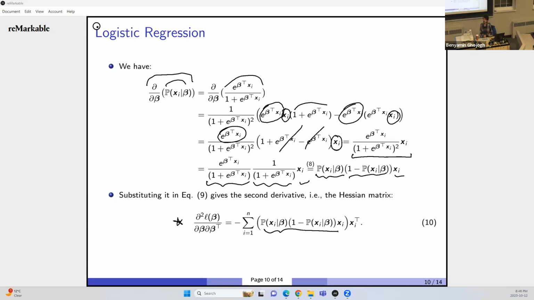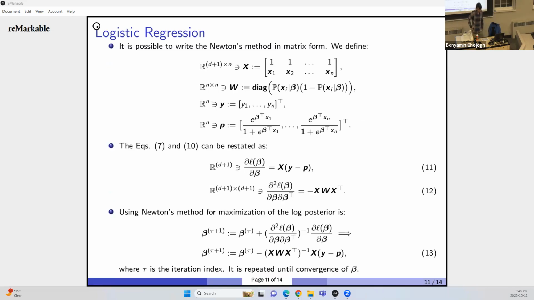Let's see if we did it correctly or not. The Hessian must be d by d. D plus 1 by d plus 1, right? This is d plus 1 by 1. This is 1 by d plus 1. So this is d plus 1 by d plus 1. Correct, right? Recall that we put one additional dimension in x for the sake of bias. Okay, so now we could calculate a Hessian.